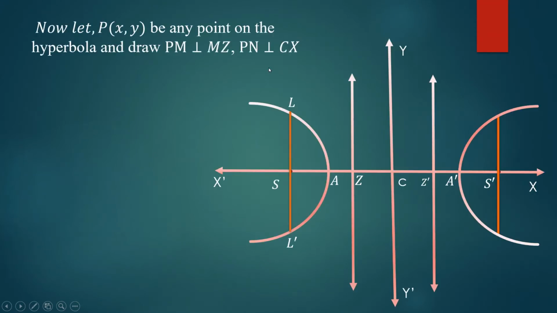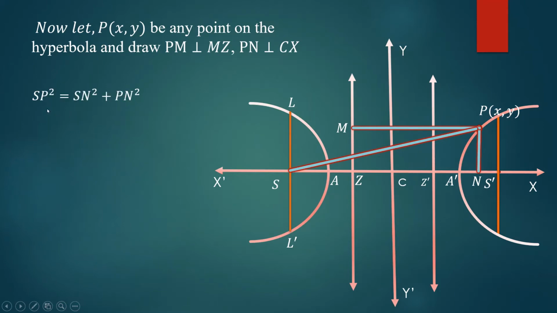Now let P(x, y) be any point on the hyperbola, and draw perpendicular PN on CX and PM on MZ, and join SP. As PN is perpendicular to CX, therefore triangle PSN is a right angle triangle. Therefore we can apply the Pythagoras theorem. Therefore we get SP square is equal to SN square plus PN square.